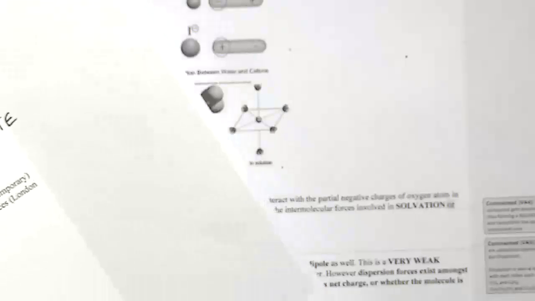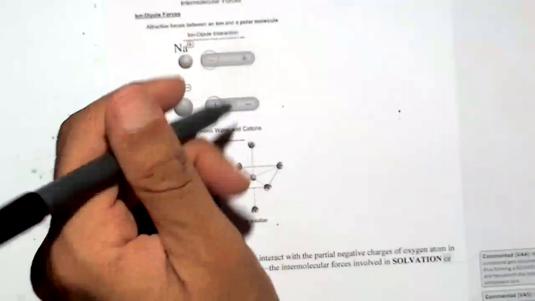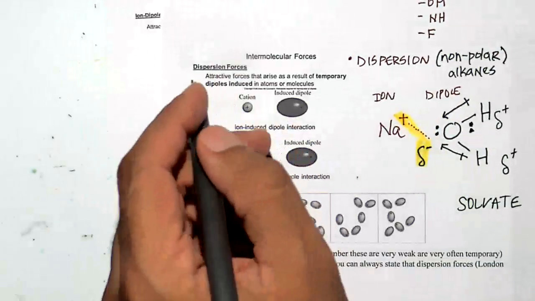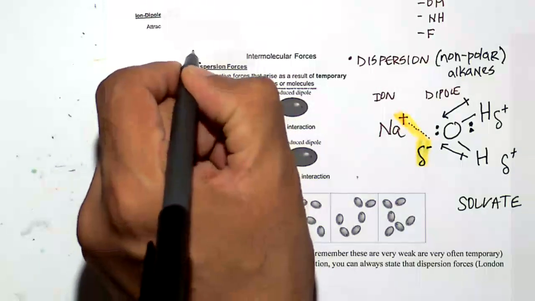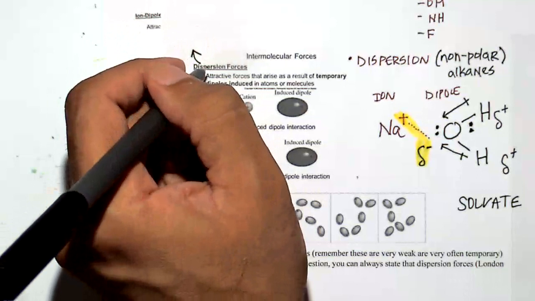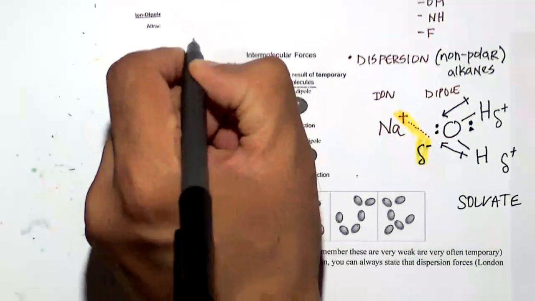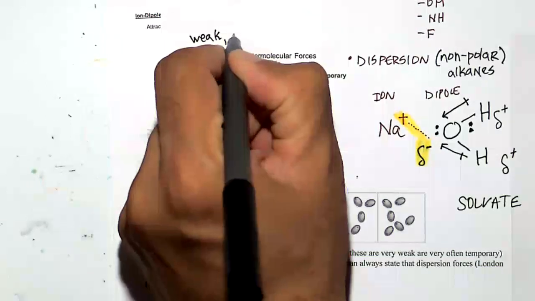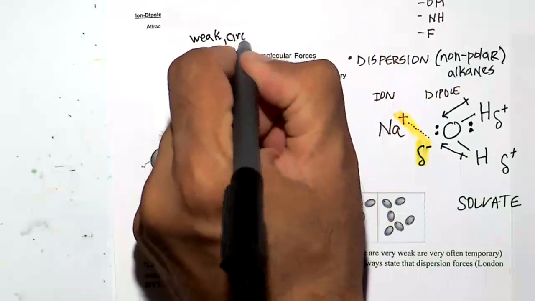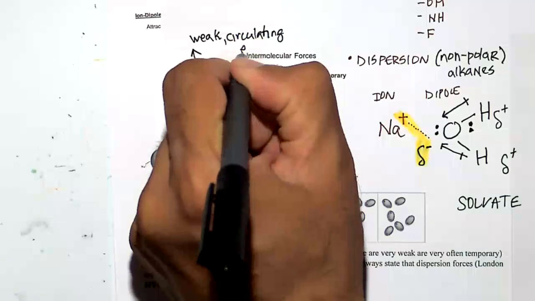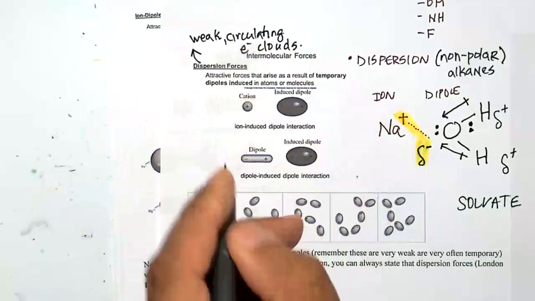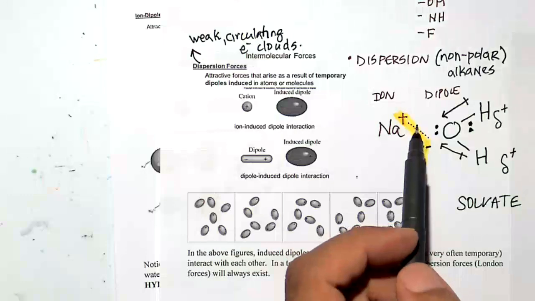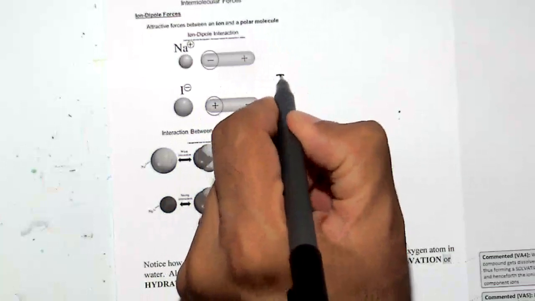All right, we talked about hydrogen bonding here. All right, so ion-dipole forces are on this page. And these are dispersion forces. So dispersion forces, just to realize, are nonpolar, very weak, and they're caused by circulating electron clouds. So that's dispersion forces. The ion dipole forces is what you see here. So this is ion dipole.